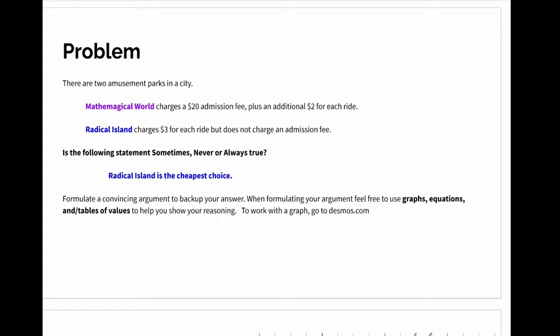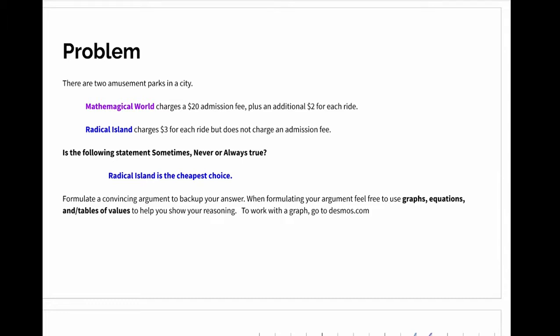And when formulating the argument, feel free to use graphs, equations, and or tables of values to help show your reasoning. To work with a graph, if you're going to do that, and we have done that in our example, if you're working at home, go to Desmos.com. Again, we should be familiar with this. Go there, enter in the equations that we're going to come up with for each scenario, and graph them. Right? And you can take a picture of that graph, or you can keep it open in a separate window to get a general idea of what these two relations look like.